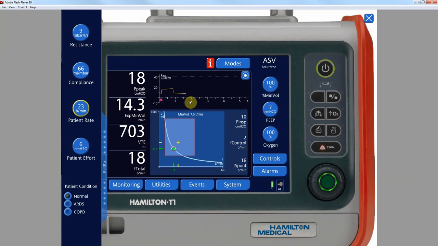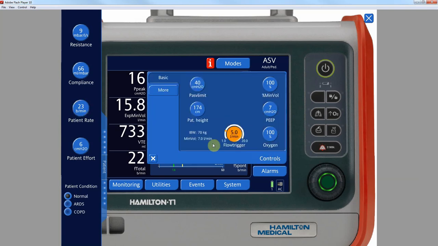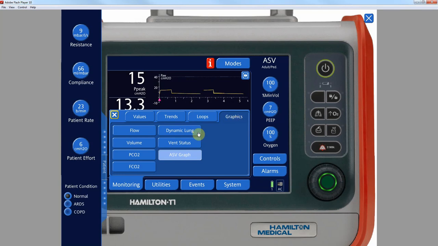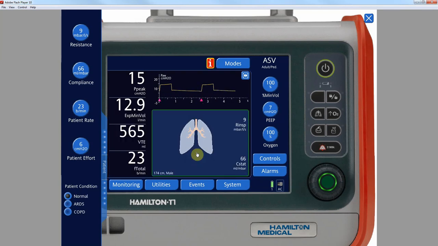You'll see this anytime the ventilator is triggered by the patient, or if you have the flow trigger, which is the sensitivity, too low. Sometimes if you move the patient, then you could see this trigger. Also, if you go into your graphics and go to dynamic lung, when the patient takes a spontaneous breath, you should see a diaphragm down here. It's not showing it on this simulator, but you will see a diaphragm come up.